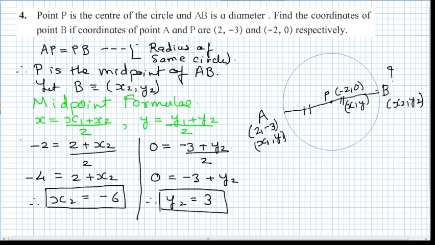So what did we get finally? What is our final solution? It is (-6, 3). So you have to write the final solution. Therefore the coordinates of point B are (-6, 3), and that is the final answer. I hope you got this.